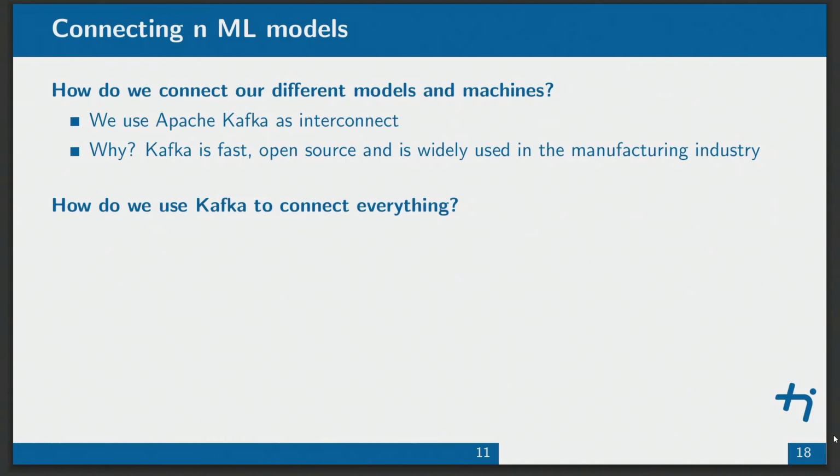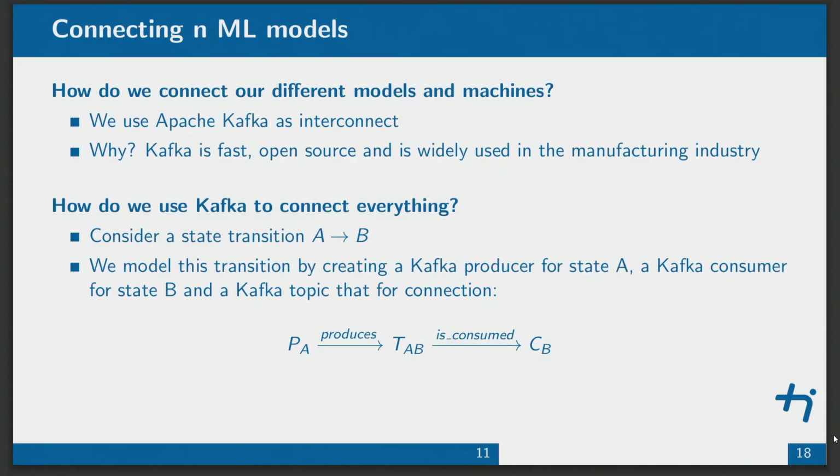How exactly do we use Kafka to connect these two models or two nodes in our cascade state graph? If we consider a state transition from A to B, here we model the state transition by creating a producer for the sending state and a consumer for the receiving state. And between the producer and the consumer, I created a connecting topic. So the producer, whenever some data is ready to be written to this topic, writes into this topic, and the consumer, for example, the model in the next upper tier, always listens for new data to be sent to this topic.